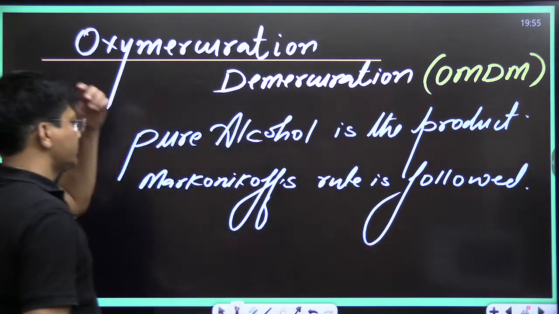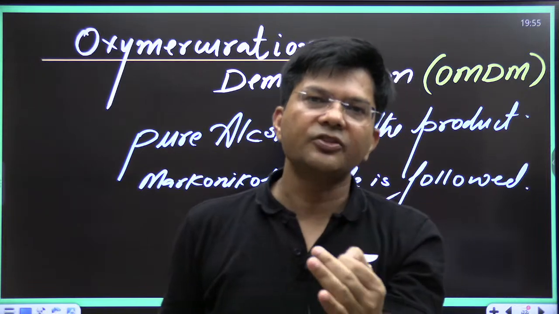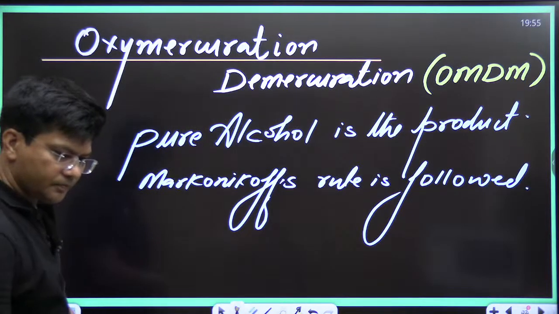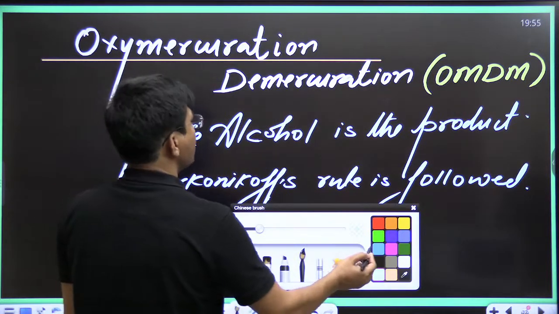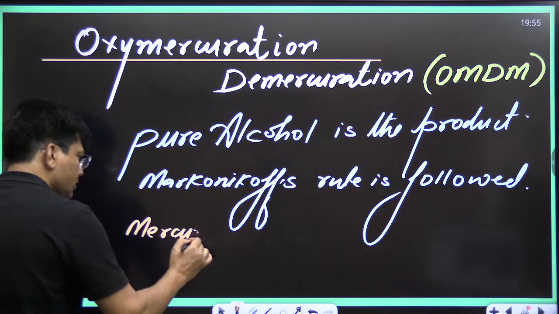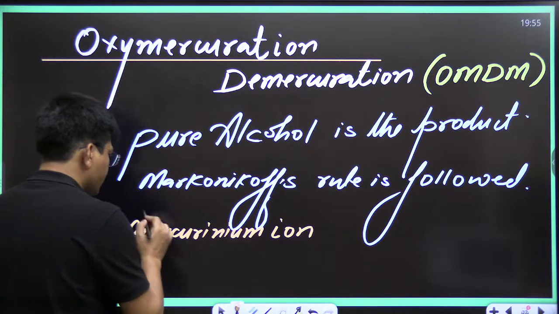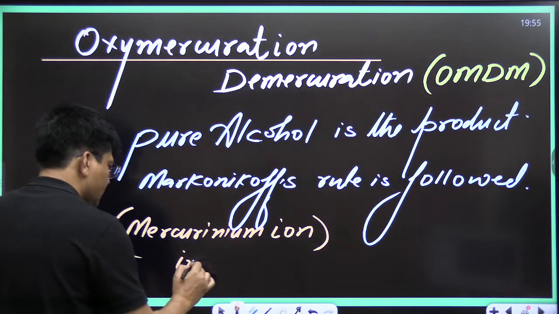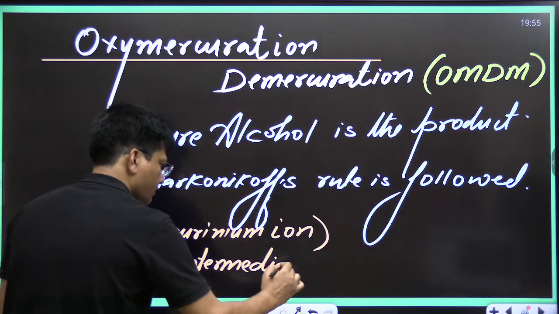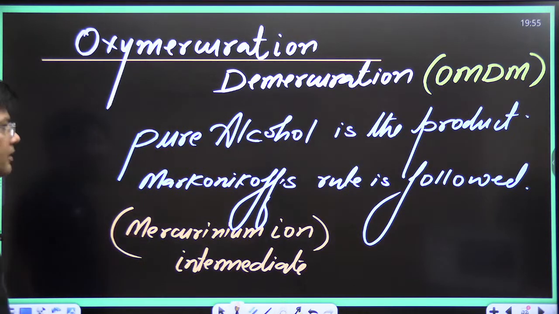So these are the points. And one more thing is that the intermediate is known as the mercurinium ion. Which intermediate, my dear friends? Here, the intermediate is the mercurinium ion. So these are the points which we are supposed to understand, and we have to follow them.